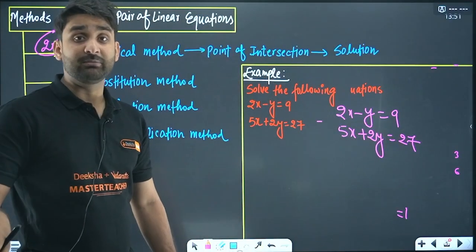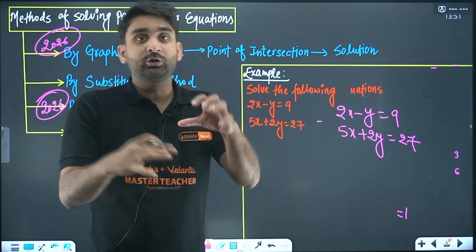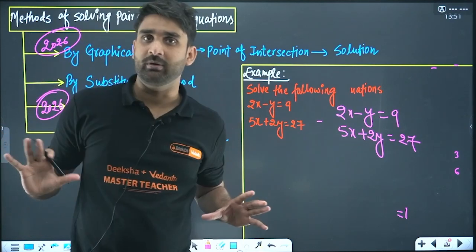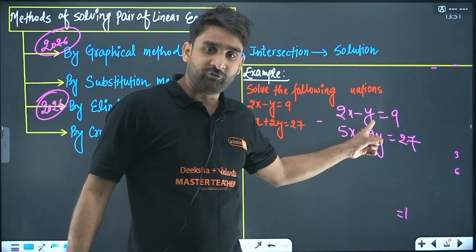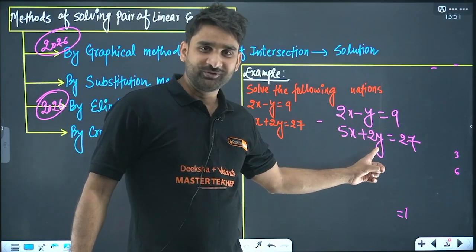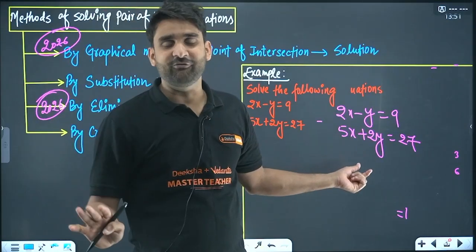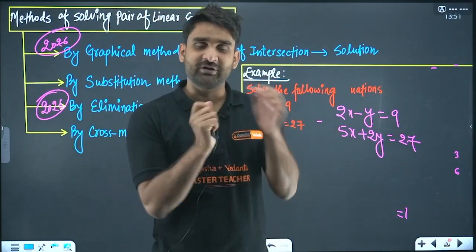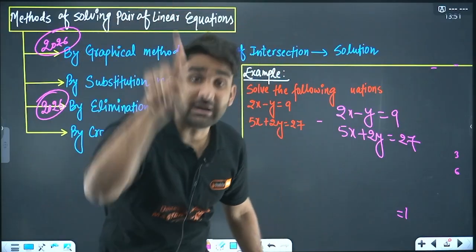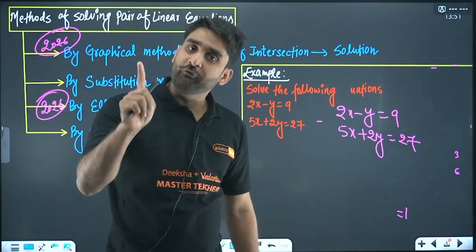How can we apply the elimination method? Elimination method means eliminating any one family, either the x family or the y family. But how do you decide? Here y is in negative form and y is in positive form. So if one is in positive form and the other is in negative form, always eliminate that by adding the equations. But to eliminate it, the coefficients must be equal.